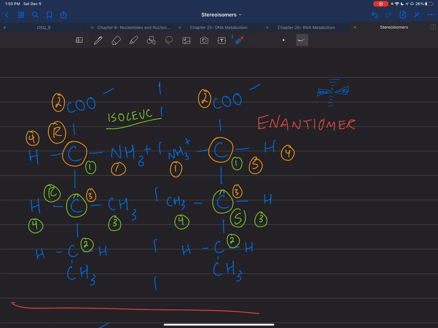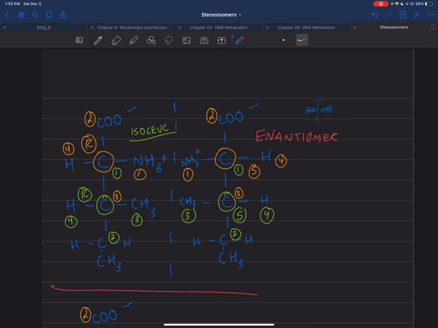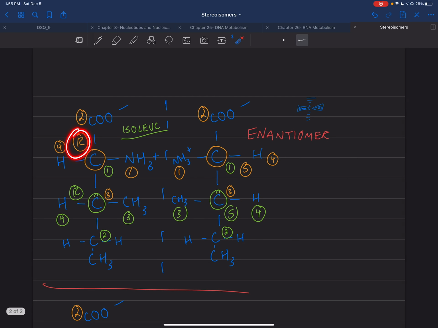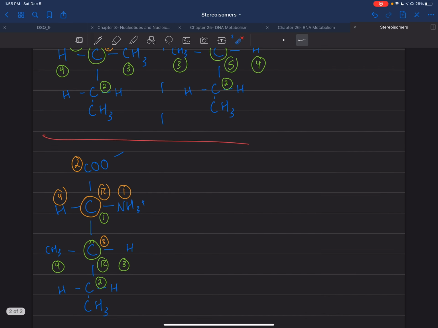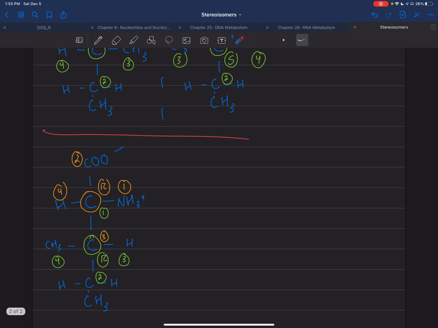1, 2, 3. Oh, I forgot to change my values here. Hydrogen is 4, methyl is 3. Sorry about that. 1, 2, 3, going to the right. Hydrogen's not where we want it, so this would be S. So an enantiomer is always going to be R and its opposite S. In this case, R, and this opposite S. I know, sorry, this can be very confusing.